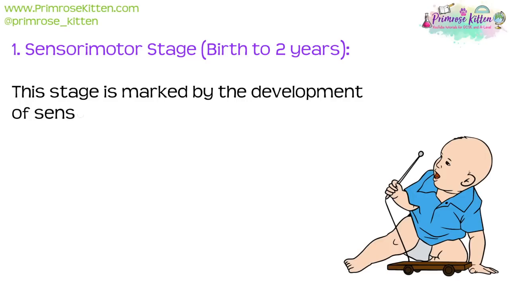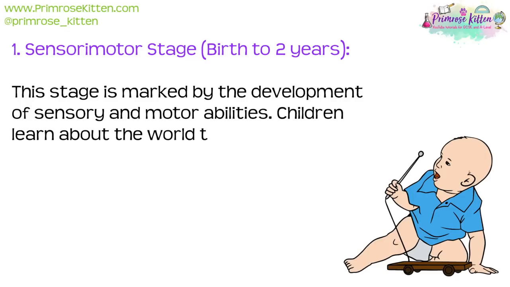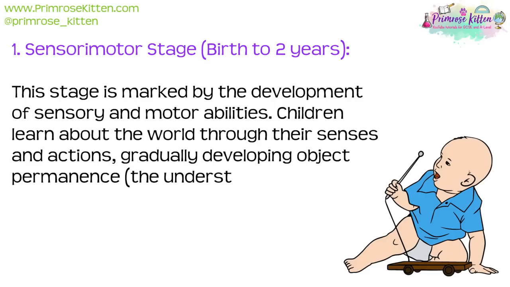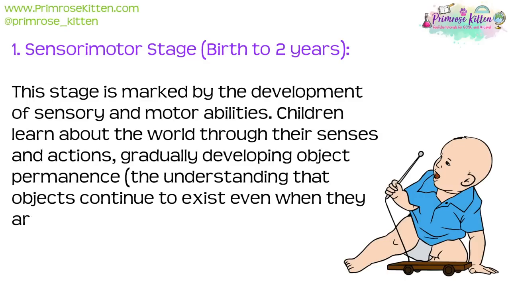The first stage is the sensory motor stage, which is from birth to about 2 years old. This stage is marked by the development of sensory and motor abilities. Children learn the world through their senses and actions, gradually developing object permanence, the understanding that objects continue to exist even when they are out of sight.